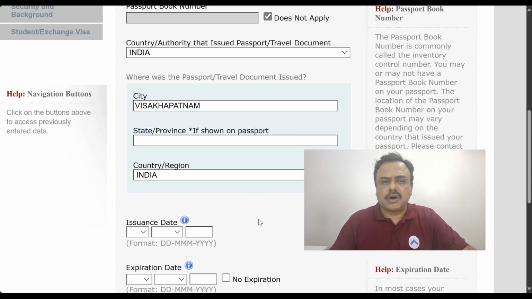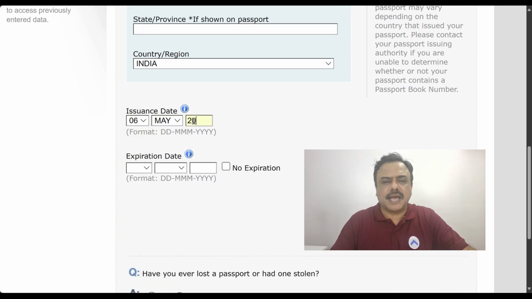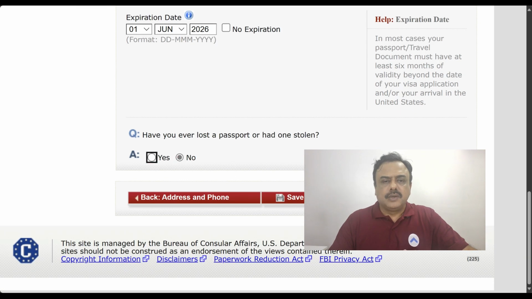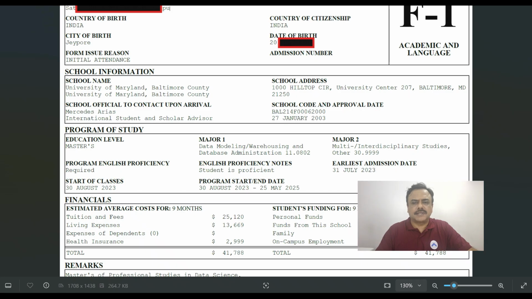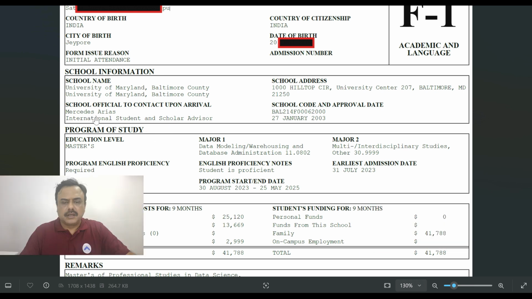The date of issue as well as expiry has to be again in line with that mentioned in the passport. You will also be asked for the US point of contact. Whom should I put here? My strong recommendation is to put your school officer, the details as well as the address of the college.